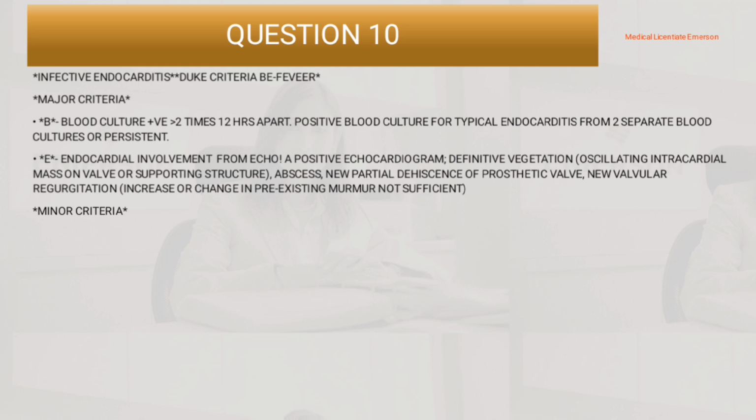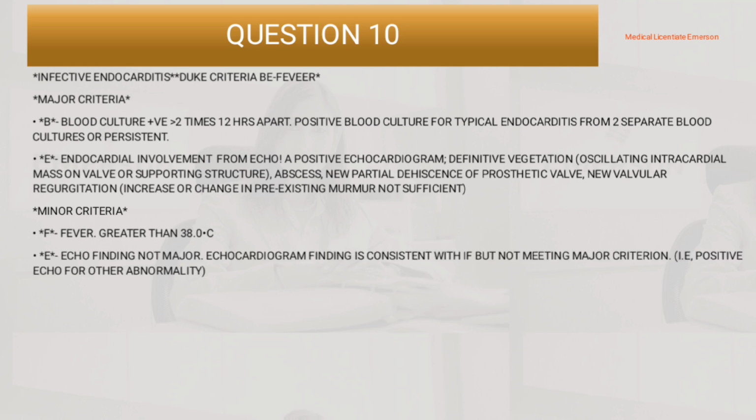Okay. Then for the minor criteria, we have fever. So the fever should be greater than 38 degrees Celsius. Then for the echo finding not meeting major, meaning the echocardiogram is consistent with infective endocarditis, but not meeting major criteria. So meaning it hasn't reached the definitive vegetation and other things we talked about. So, but the echo finding is positive for other abnormalities. In short, the other abnormalities that we have not talked about.